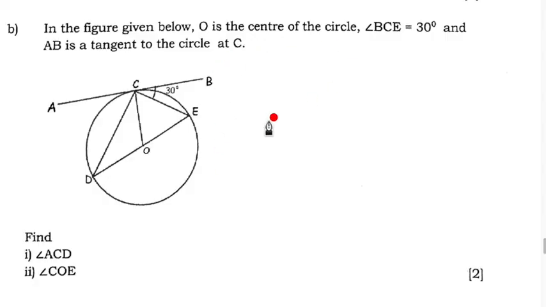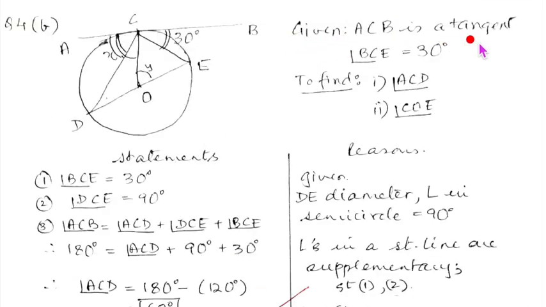Question number 4B has a diagram BCE. This angle is equal to 30 degrees. You have to find ACD and COE. Let's draw the diagram. We write what is given. ACB is a tangent. Can you see this ACB is a tangent? Sorry, the print is too light. BCE angle is 30 degrees here. And to find angle ACD, that is this one over here. We have to find angle ACD.